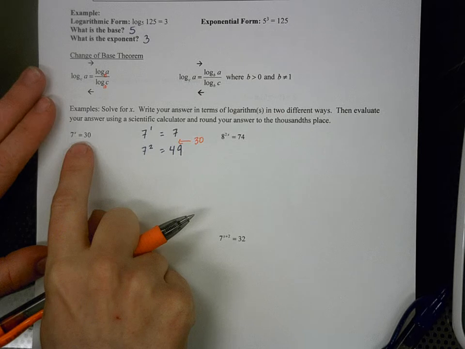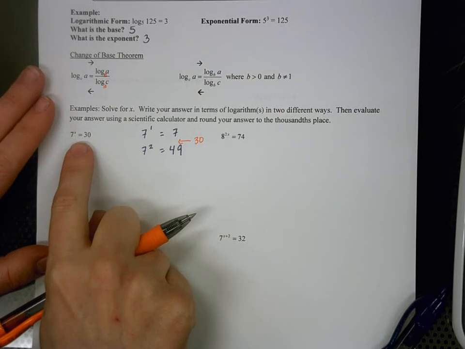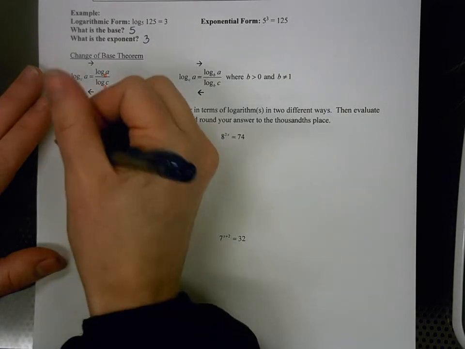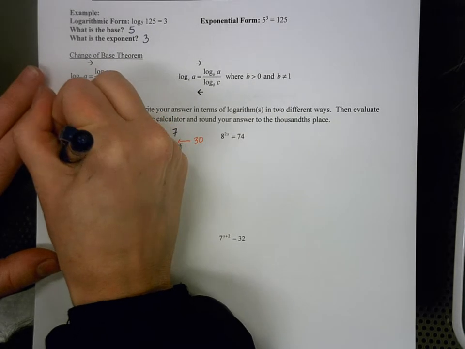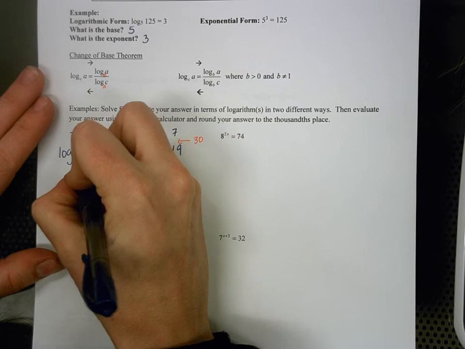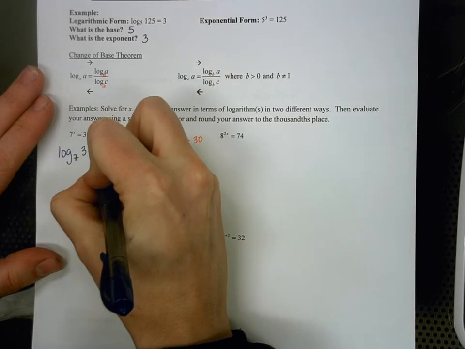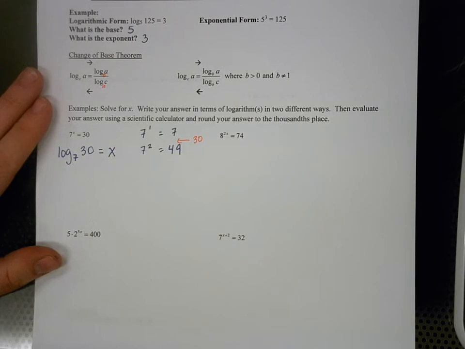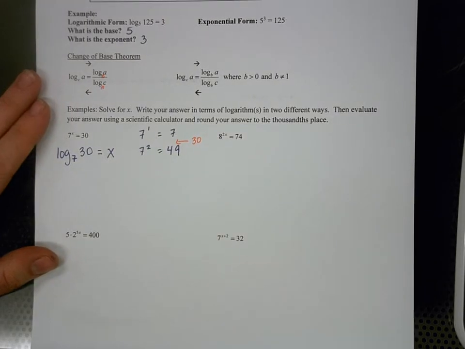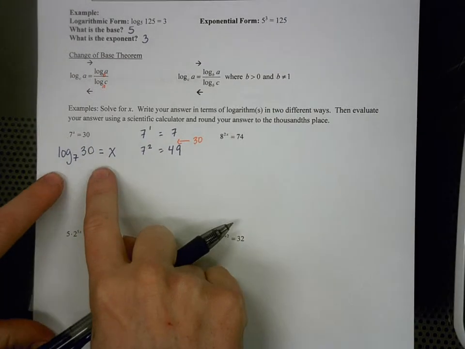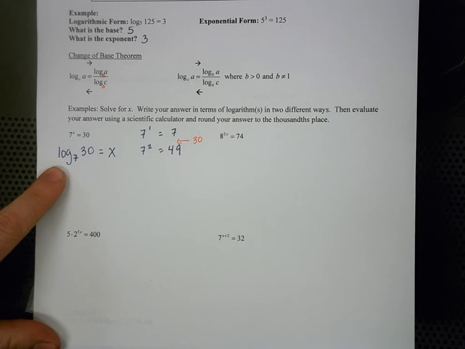So for this first equation, I just want to get the exponent down first, and then I can start to solve. So in order to get the exponent down, I have to change to logarithmic form. So log, the base is the number that's being raised to the exponent. The answer, log base 7 of 30, equals the exponent. So we've now solved for x. This is an exact answer for x, written as an expression.